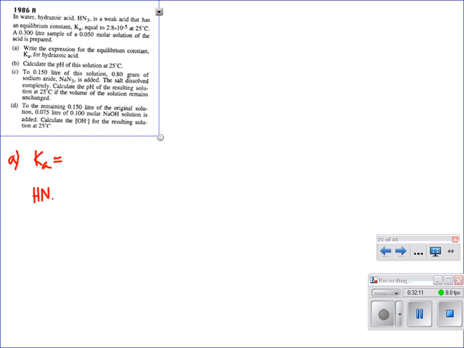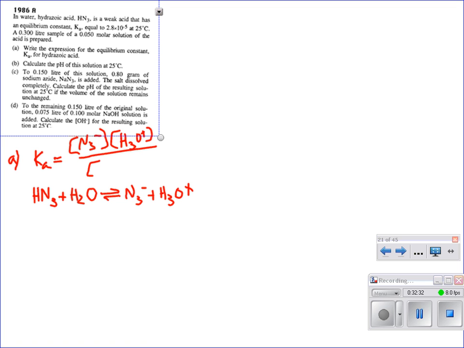Add water to it. So that's HN3 plus water. And what do we get? H3O plus and N3 minus. All right, so now we can write our expression. It's N3 minus times H plus or H3O plus divided by HN3 concentration. All right, there's our Ka.